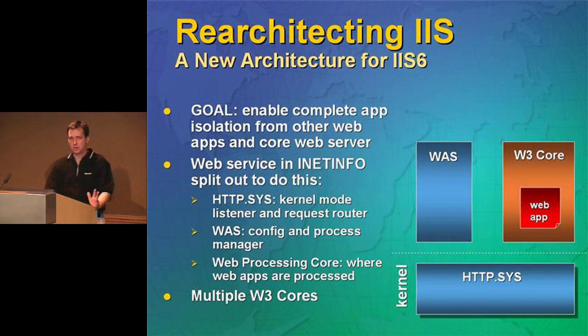So one of the goals of the new architecture is to enable complete isolation of applications and the web server components themselves from affecting anything else. And to do this, we split IIS 6 into three major subcomponents. We have a kernel mode component, and that's called http.sys. We have the Web Admin Service, or WAS, which is a user mode process.